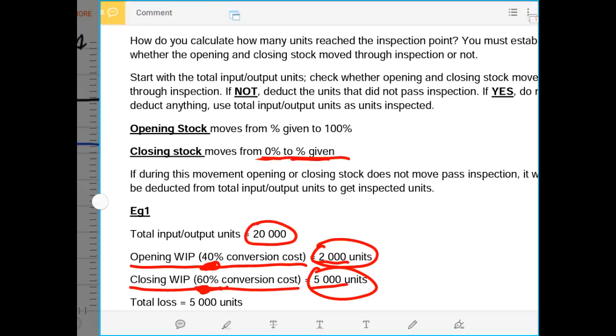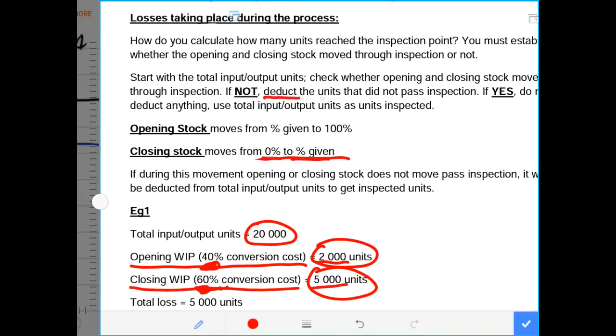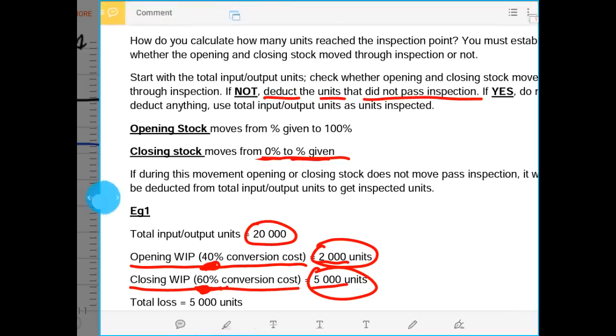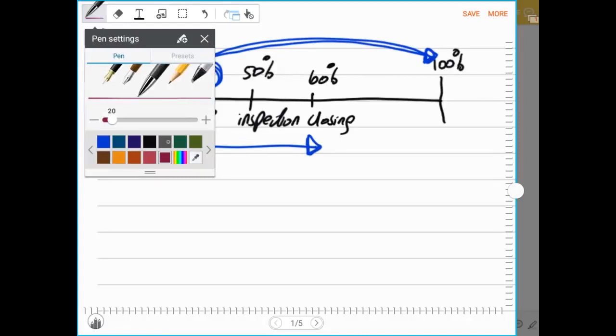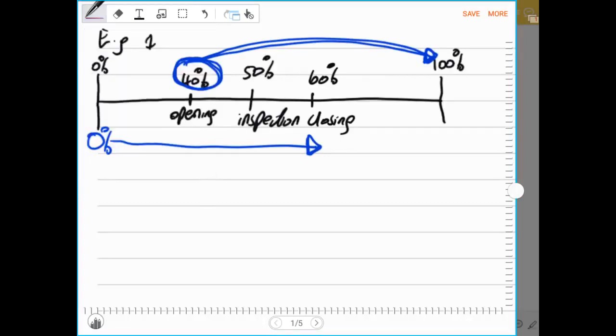If the answer is yes, then we will do nothing. But if the answer is no, we were told that we have to deduct the units that did not pass the point of inspection. So now let us go and check if that is the case. In this case we have our opening stock. Let's start with the opening stock. Remember, I told you that opening stock moves from a given percentage, and this is the given percentage, up to 100%. Now the question is, will the opening stock pass the point of inspection?